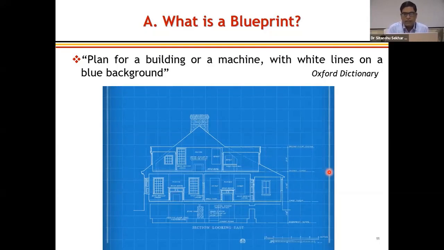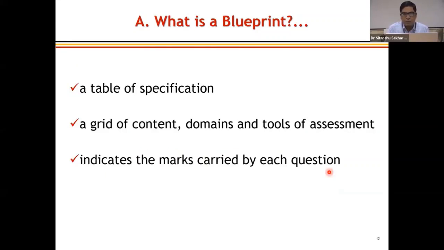construction. Similarly, in medical education, a blueprint is nothing but a table of specification. What does that mean? It's just a table. It can be a 2x2 table, 3x2 table, 3x6 table. This table contains three things: it's a grid of content, domains, and tools of assessment, and it indicates the marks carried by each question. So this is what we are going to talk about, and see how we can develop a blueprint in medical education and in our specialty.